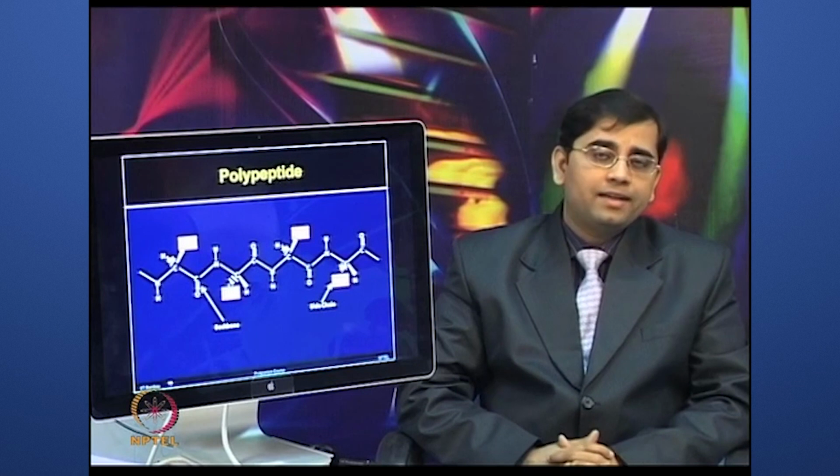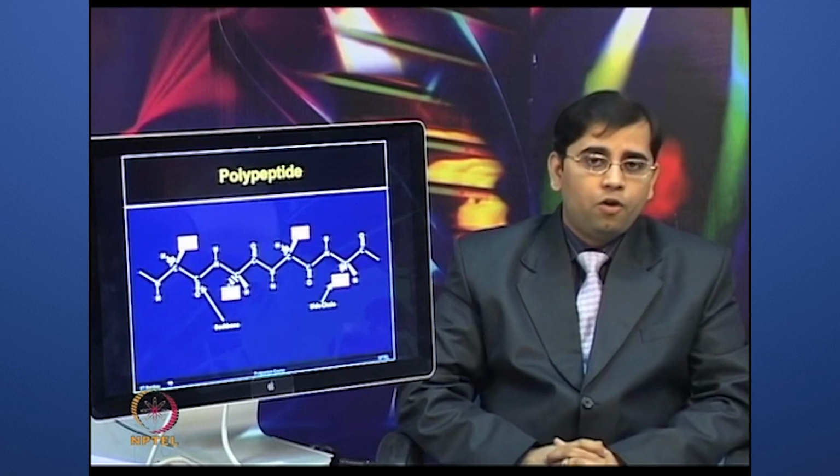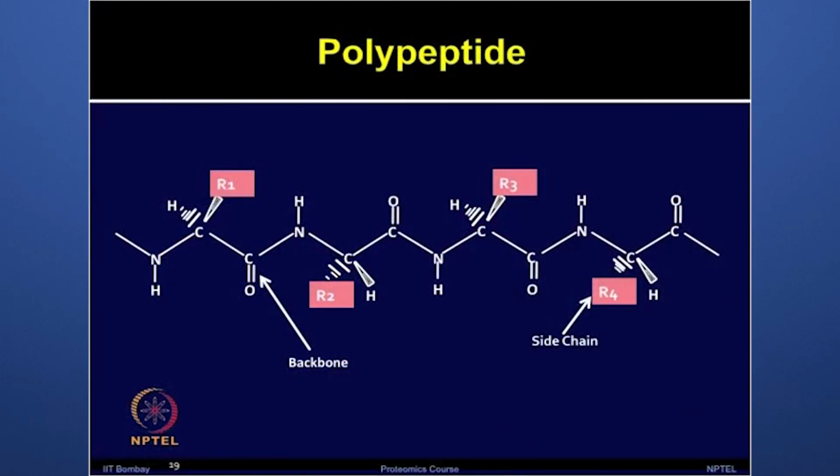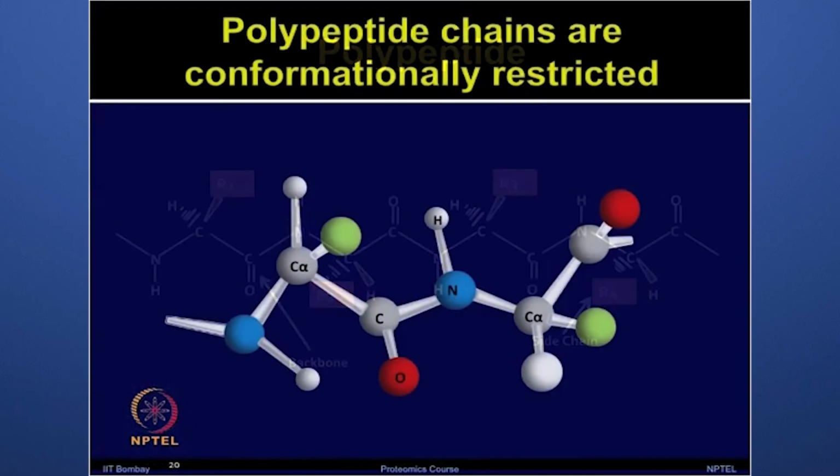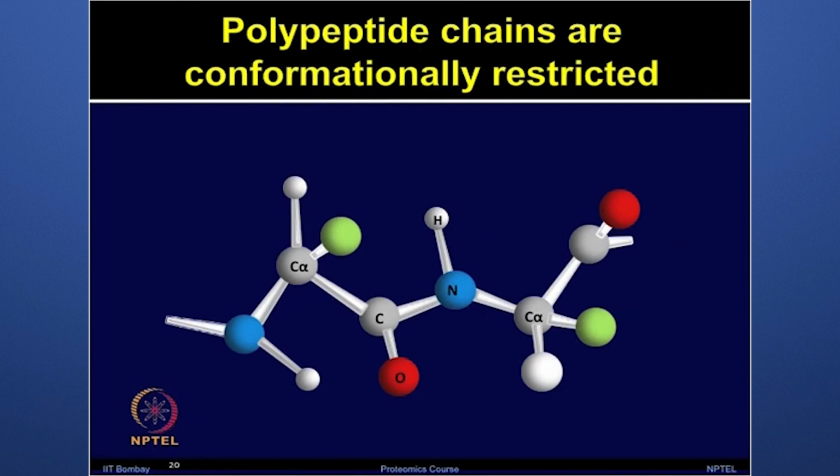Now, when many amino acids are linked together, they form a polypeptide. As you can see in this slide, the multiple peptide bonds are present. The polypeptide chains are conformationally restricted. Therefore, peptide bond is planar. Amino acid pairs, they are linked by the peptide bonds, and all the 6 atoms lie in the same plane. As you can see here, alpha carbon, carbon, oxygen, nitrogen, hydrogen, and another alpha carbon.